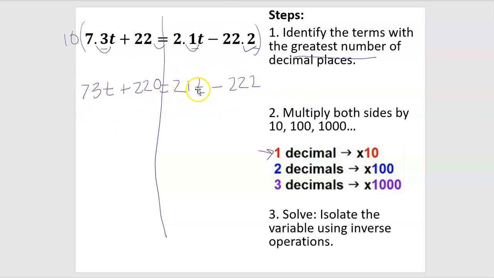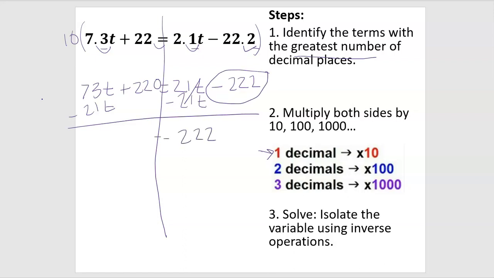So I'm going to get my t's together, so we're going to remove the 21t, minus 21t. Okay, bring down that negative sign because that minus is part of the term. Okay, 220 coming down, and now I've got to subtract. So 3 minus 1 is 2. 7 take away 2 is 5. So I've got 52t plus 220 equals negative 222.